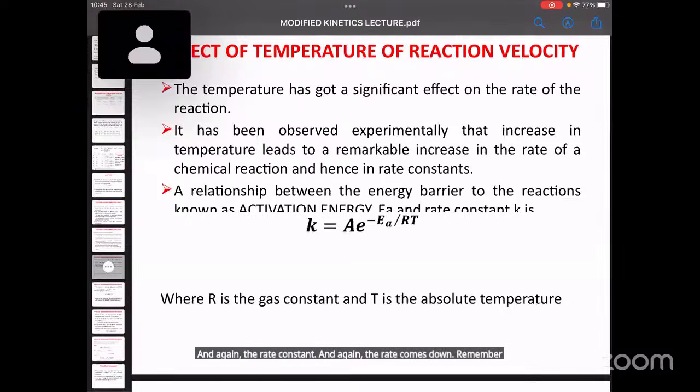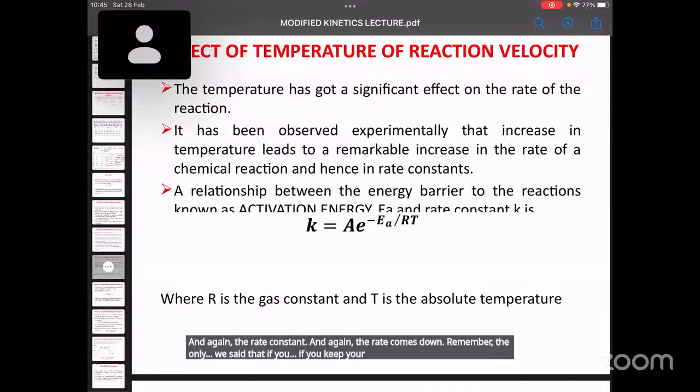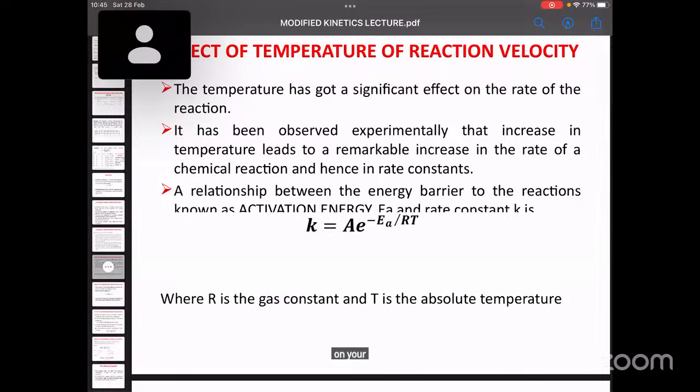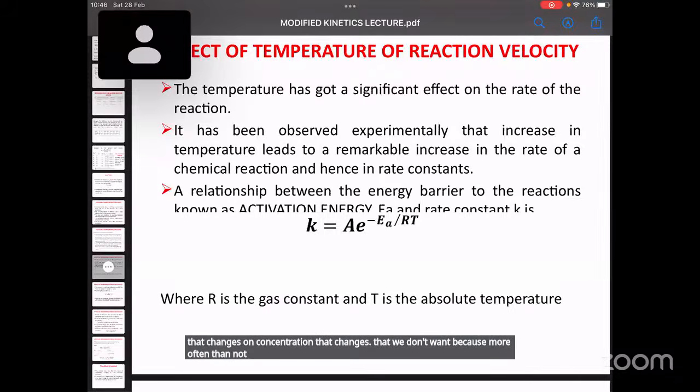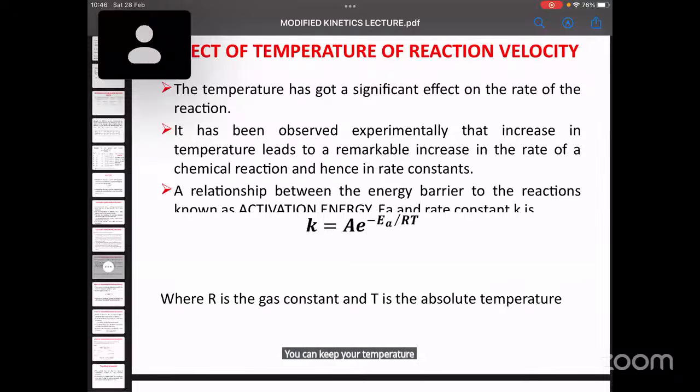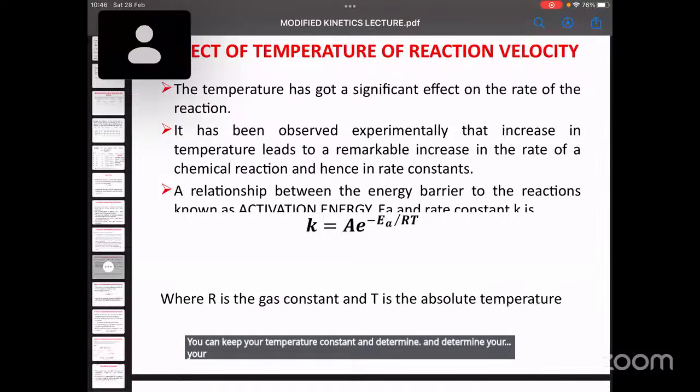Remember, we said that if you keep your temperature constant, your rate constant remains constant. But when you change your temperature, it has a very remarkable effect on your rate and also on your rate constant. Unlike concentration that changes, that we don't want, because more often than not, you can keep your temperature constant and determine your rate constant. But when you change your temperature, the rate constant also changes.